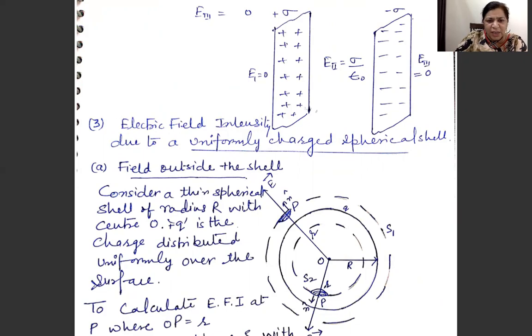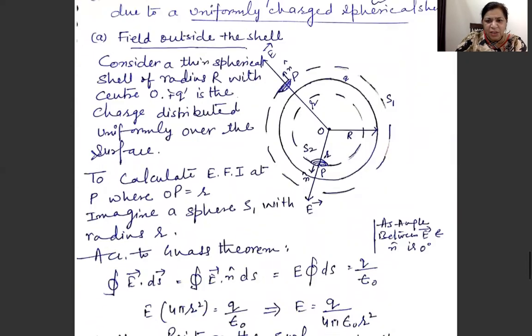Now the third application, that is the electric field intensity due to a uniformly charged spherical shell. This is a spherical shell having a radius capital R, and we have assumed two Gaussian surfaces, one inside and one outside. Here small r is a variable that can have any value lesser than and greater than capital R. So the two surfaces are S1 and S2.